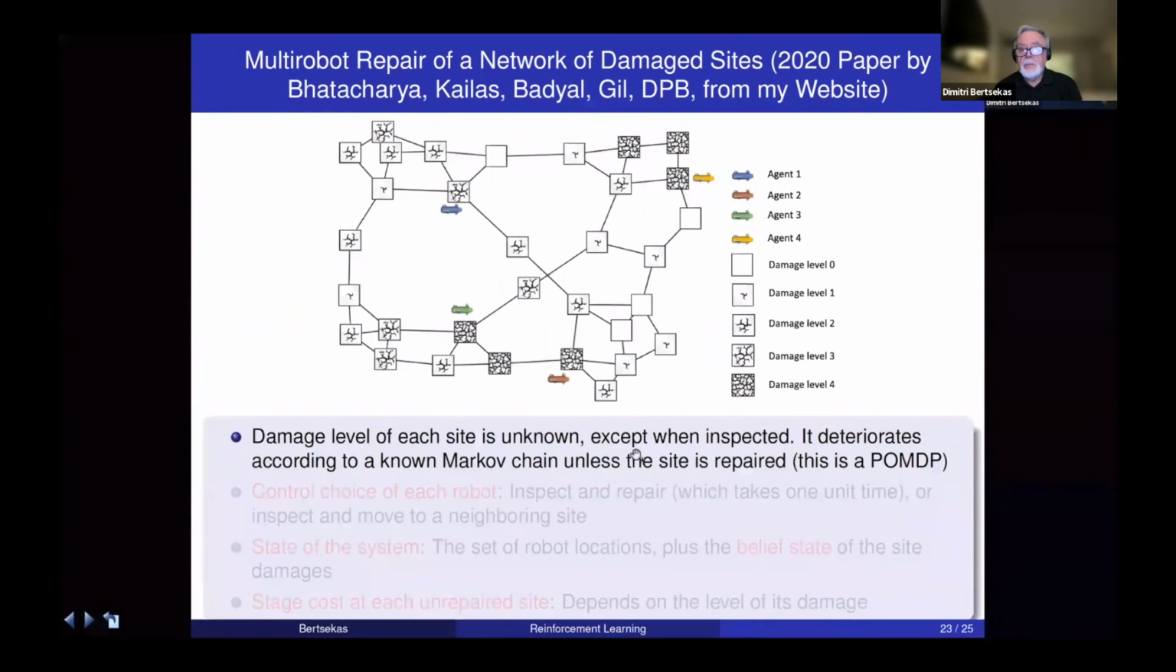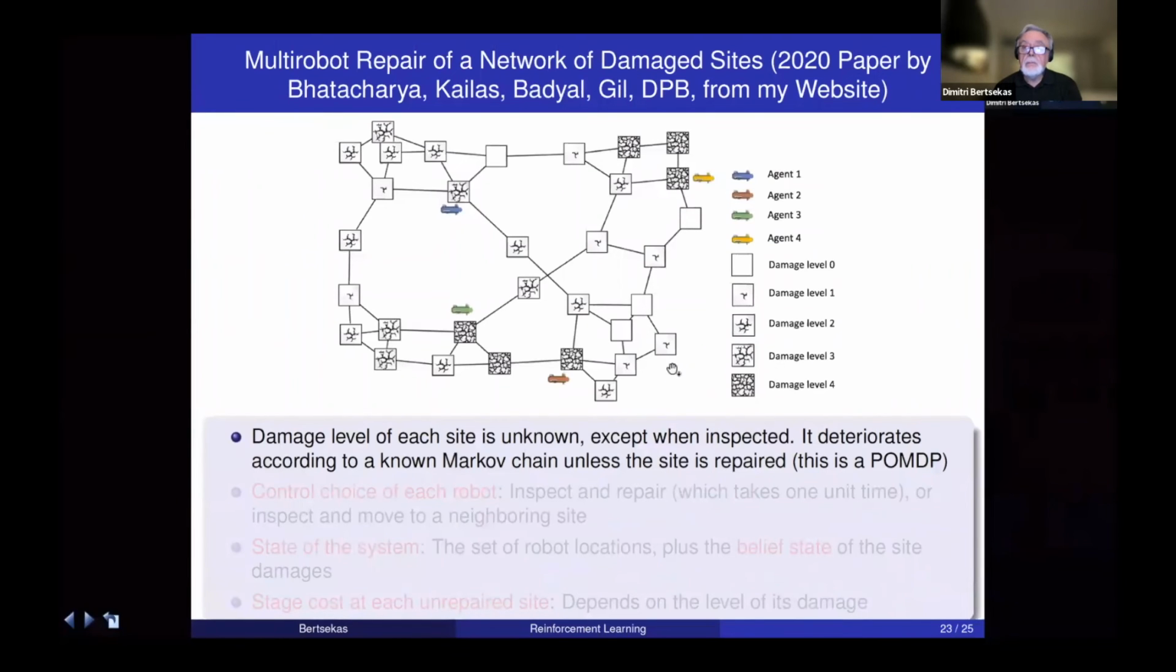So what we have here is a POMDP, a partial state observation Markovian decision problem, where the exact state is not known, but we receive observations about that state. And what are these observations? They are these inspections. When the robots go to the different sites, they observe the condition of the site and they ascertain which level of damage it has sustained.